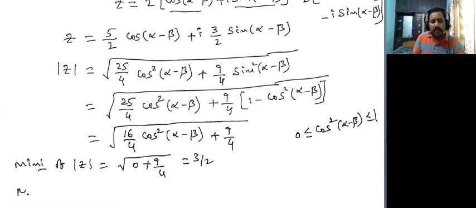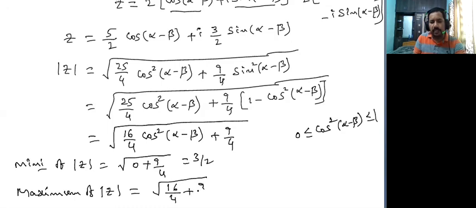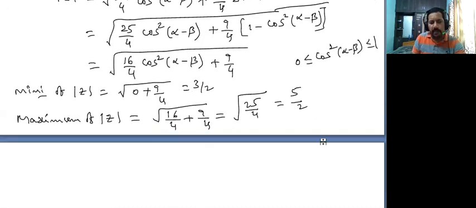Next, maximum of mod z. That means in place of the cos square function, substitute 1 into 16 by 4. You will get 16 by 4 plus 9 by 4. Totally root 25 by 4, that is 5 by 2. So finally, the minimum of mod z is 3 by 2. 3 by 2 is less than or equal to mod z, which is less than or equal to 5 by 2. This is the answer.